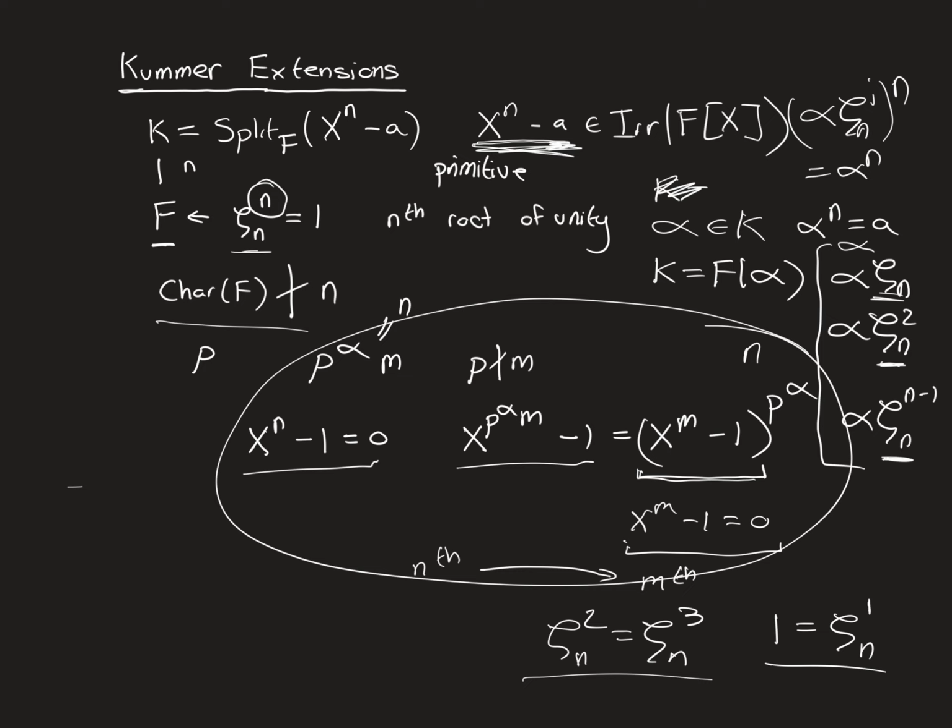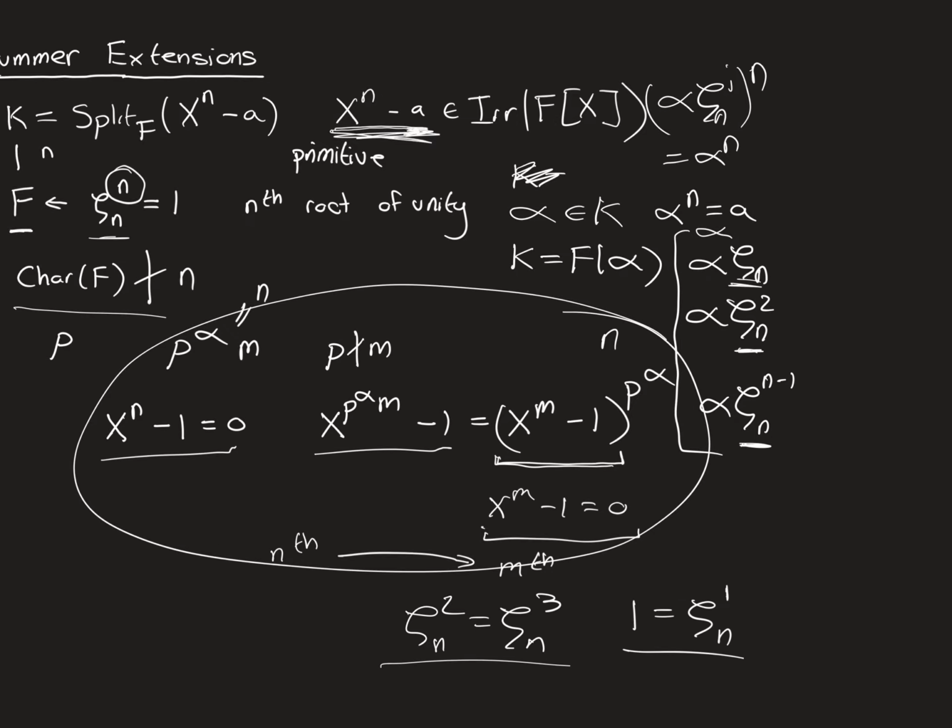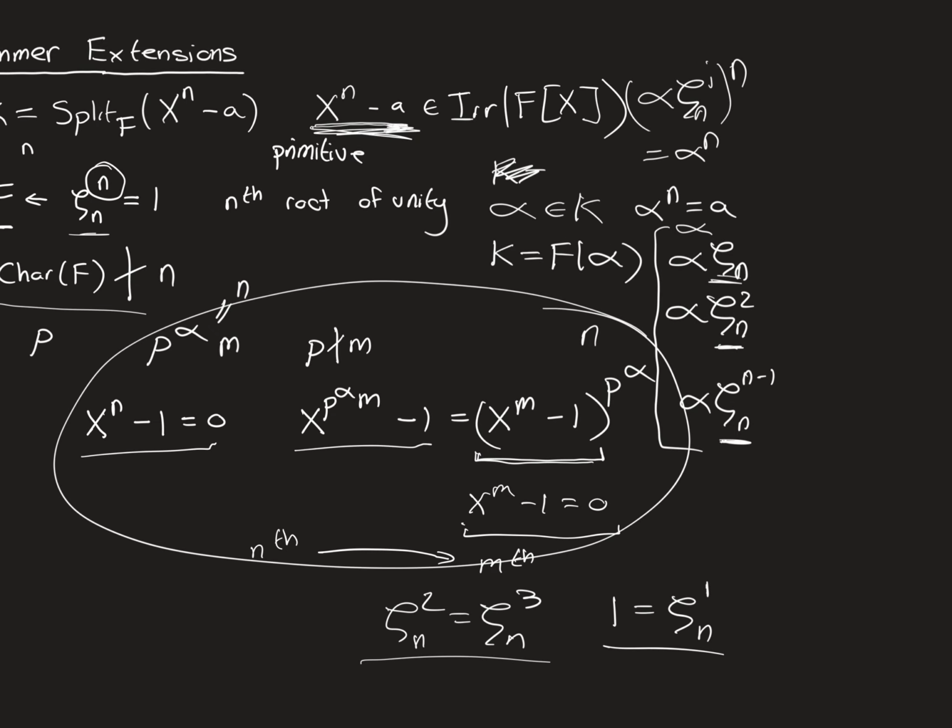So this basically shows you that all of these n distinct things that I've built here are going to be roots of that polynomial. So once you've adjoined one root of the polynomial, you immediately get them all, and therefore my field F adjoin alpha is indeed equal to the entire splitting field of the polynomial over F, and therefore is equal to K. Good, so it's a simple extension.